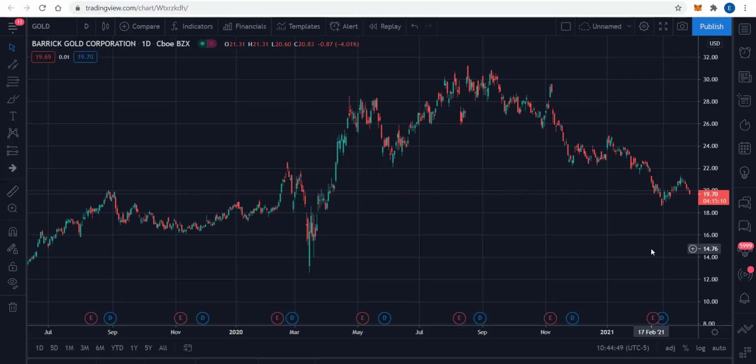So that's it for today's analysis. Feel free to leave a comment. Let me know if you trade Barrick Gold or not, because this is one of the ones that we've seen volatility in, and some guys have really made good money. And I'm sure someone's lost some money too, but there's been a lot of opportunity in this stock.